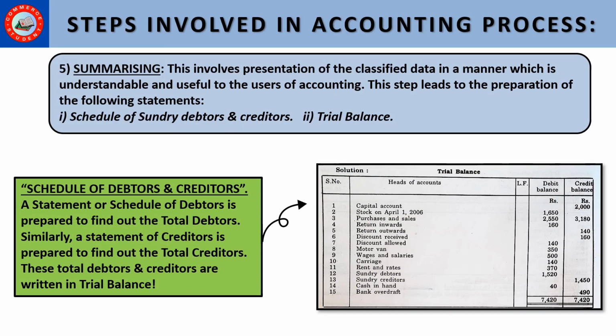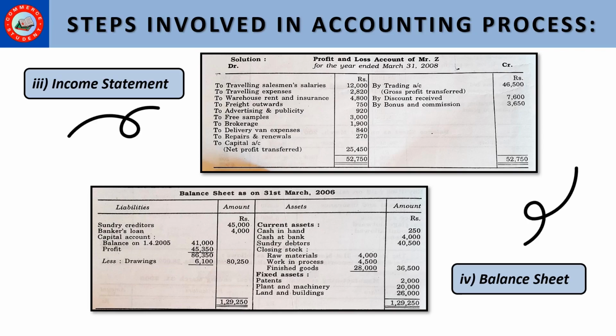Summarizing is the fifth step. It presents the classified data in a way that's understandable and useful to accounting users. This step leads to the preparation of statements like the schedule of sundry debtors and creditors, trial balance, income statement or profit and loss account, and balance sheet.